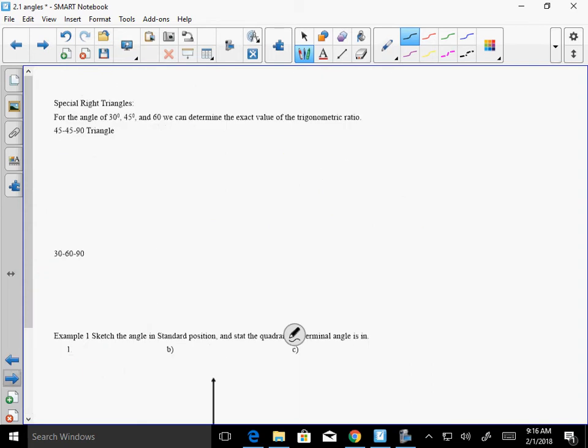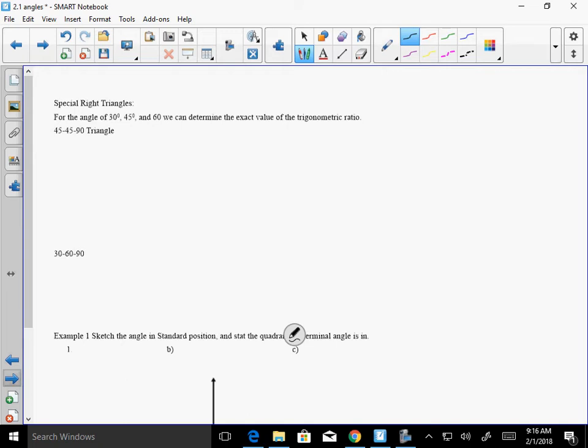So now we're going to look at some specialty triangles and get some values for sine, cosine, and tangent. The two triangles that get thrown about, the most famous triangles out there, I guess, are a 45 triangle and a 60-30 triangle.